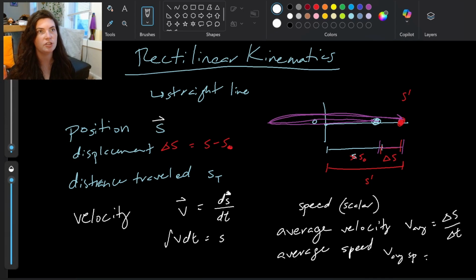So our average speed is going to be the total distance traveled over that change in time. So again, just nuanced differences between whether we're talking about an instantaneous velocity, so this is instantaneous, a snapshot in time, one moment, instantaneous velocity, average velocity, or average speed. All of those could be different values for the same amount of time covered.